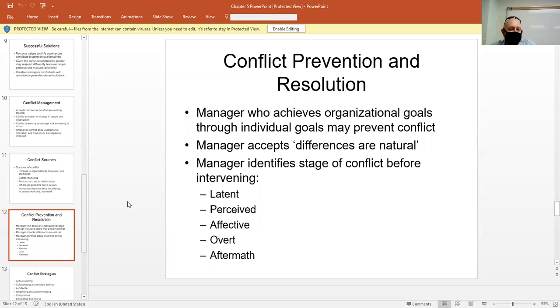When a manager accepts that differences are natural, that can help prevent conflict and help resolve conflict, and be a tool to use when you're talking with two people who are butting heads. Say, look, we're not all the same. We're not all going to think the same. We're not all gonna feel the same. We need to realize that and we need to work together. But just remember that differences are natural. And you having a different opinion is natural, and that's okay.